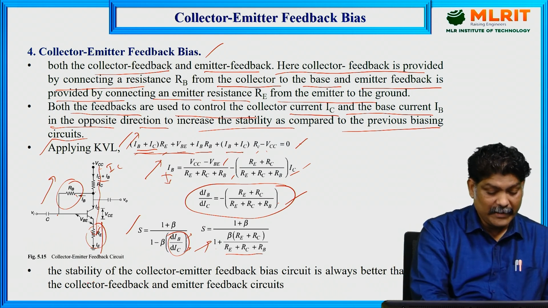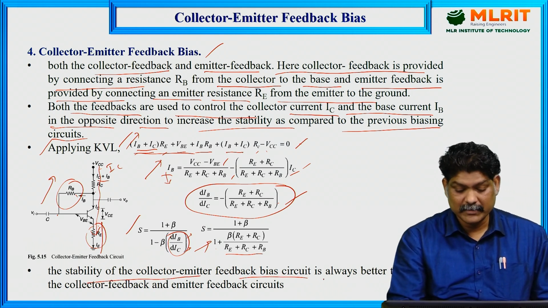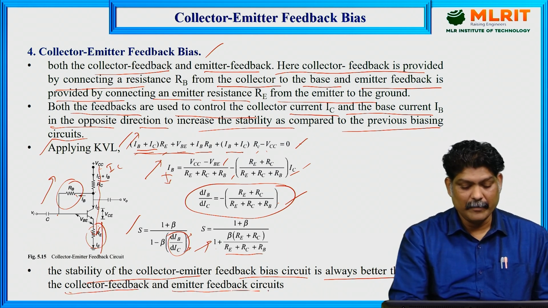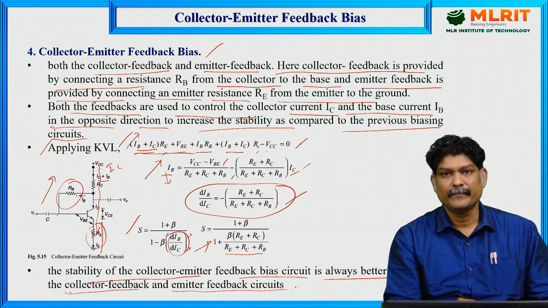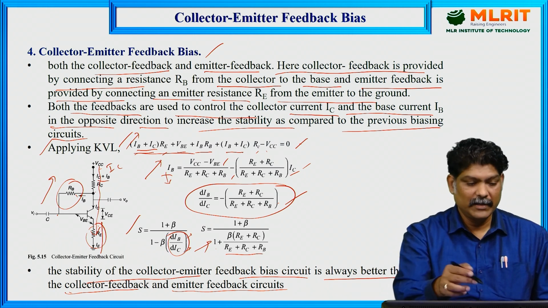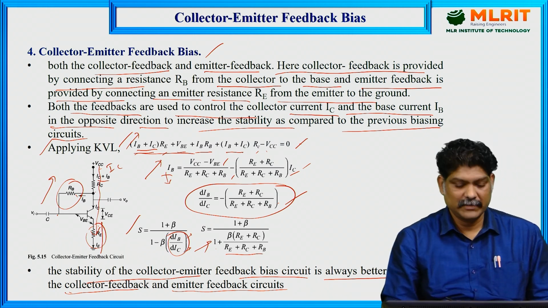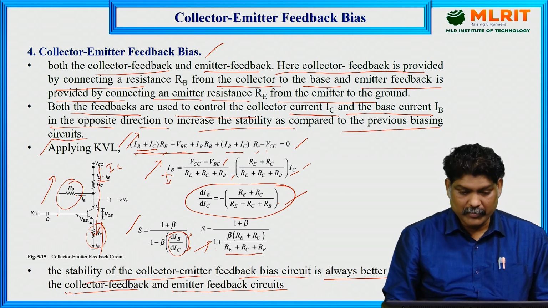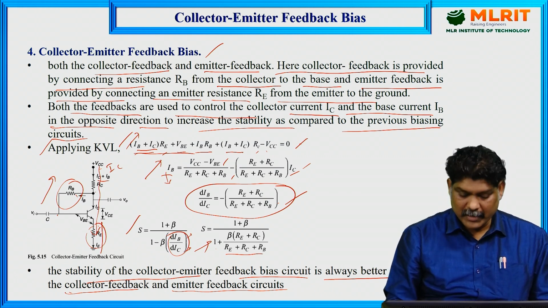Now the stability of the collector to emitter feedback bias circuit is always better than the collector feedback and emitter feedback biasing circuits. Compared with the previous biasing circuits, this collector to emitter feedback bias gives a better stability factor. That is one of the important advantages of this kind of biasing circuit.